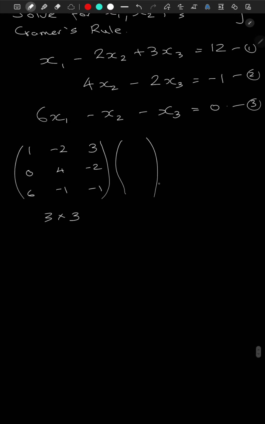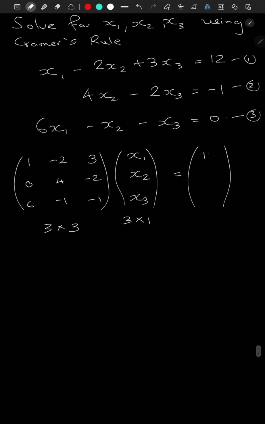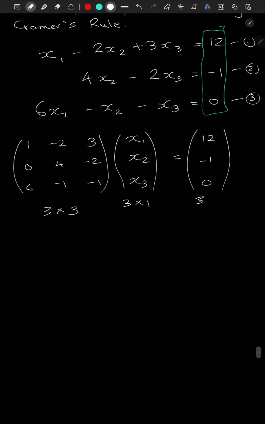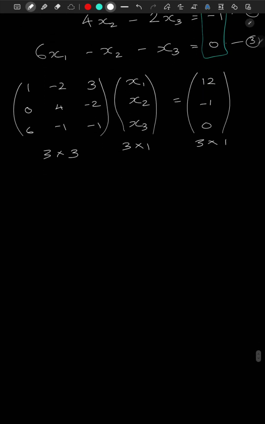And times. So in the second one, which is a 3 by 1, we have to put the 3 unknowns, x1, x2, and x3. And this is equal to the result, which is 12, minus 1 and 0. This column over here is also a 3 by 1 matrix. Now, to solve this, we have to find first of all the determinant of A.